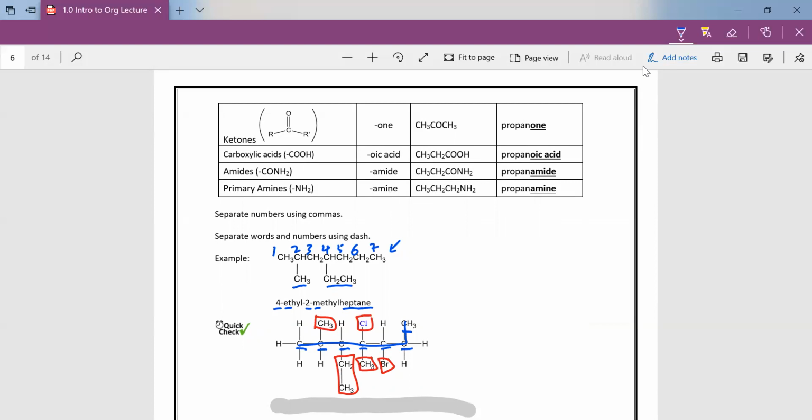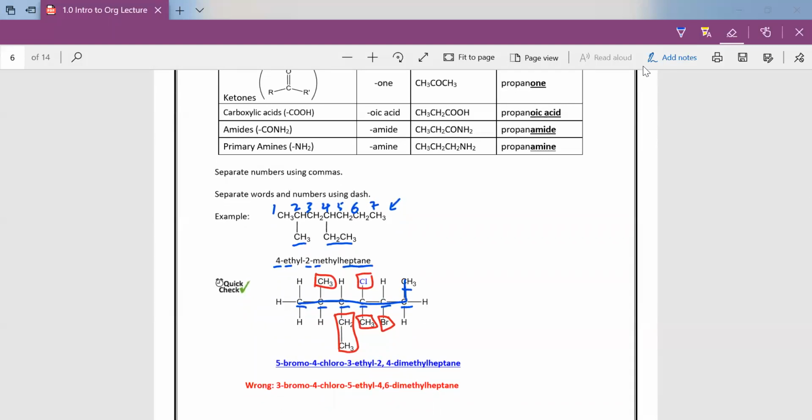We just need to figure out, should we start naming from the left or from the right? Make sure that at the end of the day, all your prefix numbers should add up to be the smallest number. We have already done that earlier. So we should be naming from left to right, and not from right to left. At the first carbon, we'll name it 1, 2, 3, 4, 5, 6, 7.